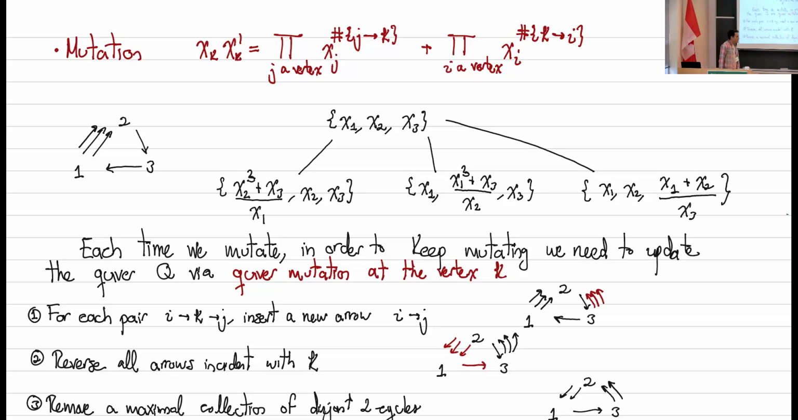Yes. Mutation is involutive when you mutate at one vertex. So if you mutate at k and then you mutate at k again, you recover the first cluster, both with the quiver and with the variables. It's not obvious. It's also not extremely hard to show.